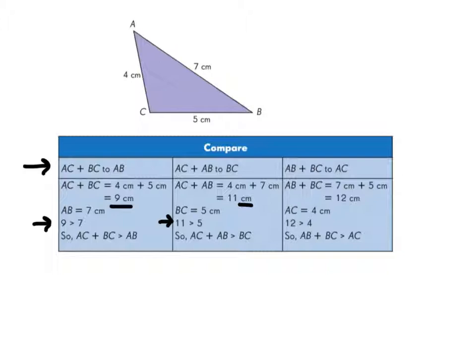Now let's take a look at our last example. Line AB plus line BC. 7 centimeters plus 5 centimeters equals 12 centimeters, which is definitely larger than 4 centimeters. 12 is greater than 4, so AB plus BC is greater than AC. Our rule has worked for all three cases.